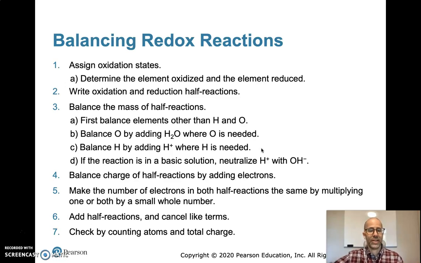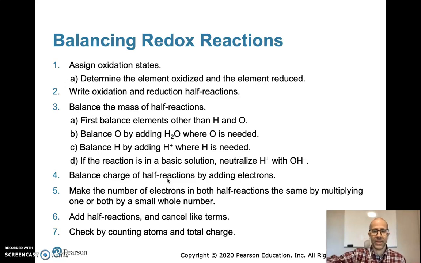So the next step is number 4, balancing charge. There you're going to balance the charge of the half reactions by adding negative electrons to the side that is more positive. So you look at both sides of your half reaction and find which one is more positive. That's the side to which you are going to add negative electrons to make sure that the two sides of your half reaction are balanced. And you're going to do that for both half reactions.